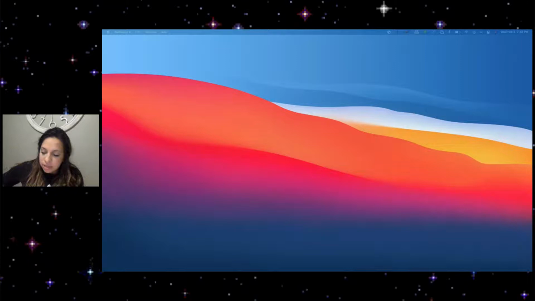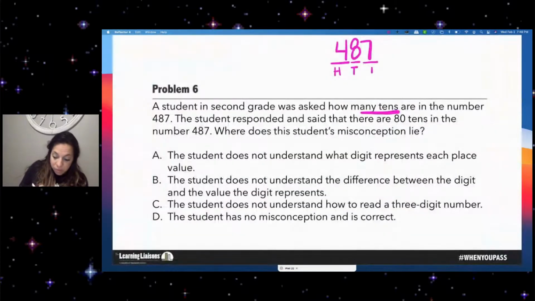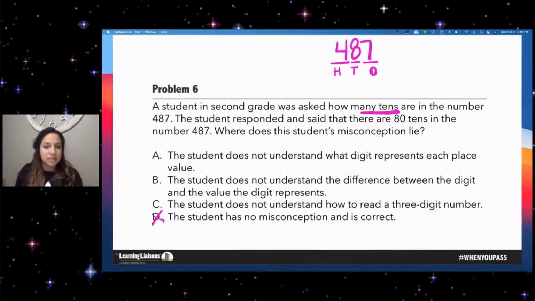4 hundreds, 8 tens, and 7 ones. So yes, absolutely, this student has a misconception. They are not correct. So automatically, I'm going to cross off the letter D because the student has a misconception. We just have to figure out what kind of misconception.